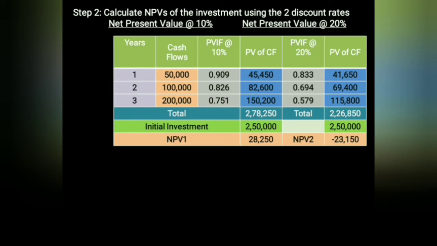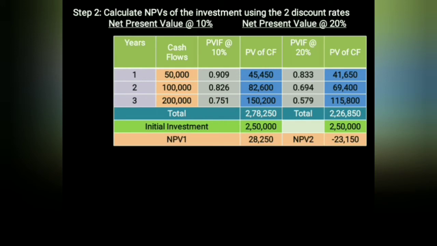This is the calculation of present value at the rate of 10%, and you have to find out the net present value at the rate of 20%. For 20%, we have for the first year 0.833, for the second year 0.694, for the third year 0.579. By multiplying these with the cash flows, we are getting present values of cash flows at 20%. By totaling all these present values, we are getting 2,26,850 rupees. And the initial investment is 2,50,000 rupees for these two percentages of required rates of return.